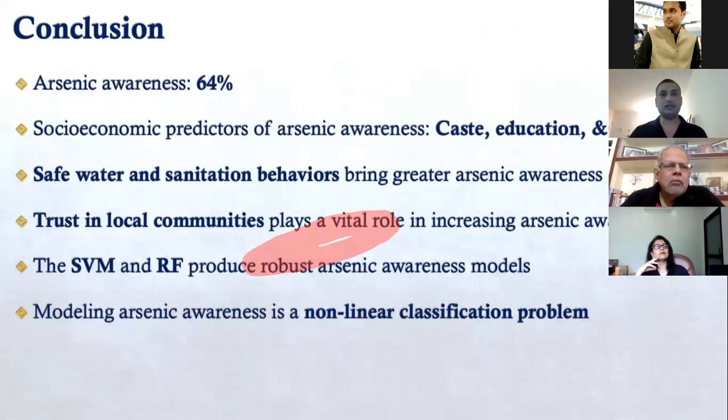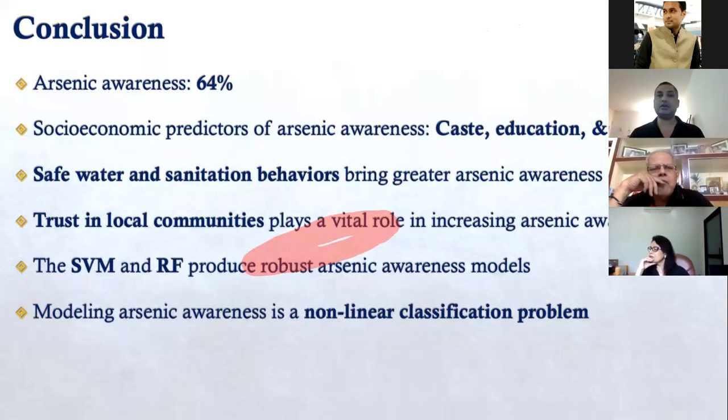We reached the conclusion. After doing all the analysis, the descriptive statistics and the machine learning, the outcome we can conclude is, as we already discussed, 64% of people are arsenic aware. Among socioeconomic predictors of arsenic awareness, we found that caste, education, and occupation had the highest contribution to the models. In addition, safe water and sanitation behaviors also bring greater arsenic awareness among the community.